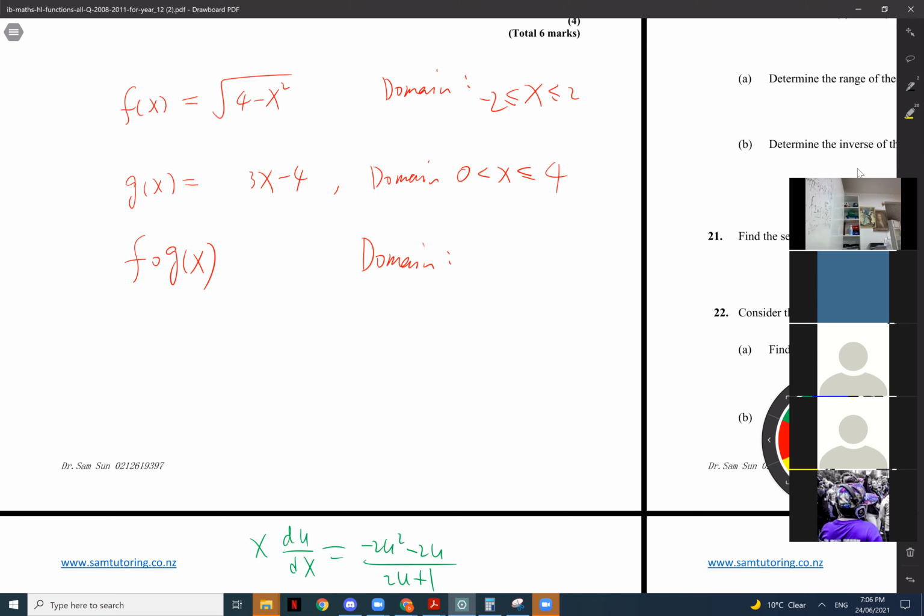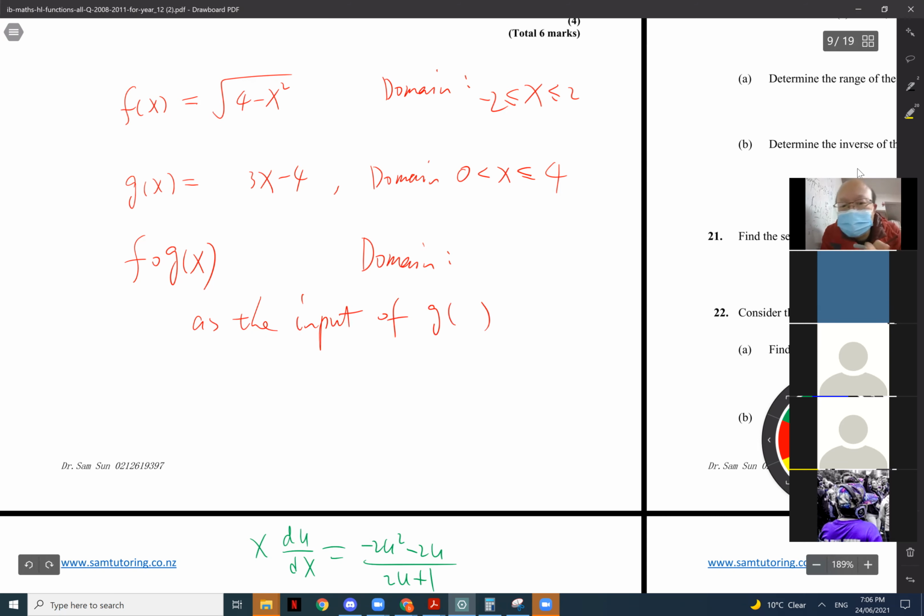What's the domain? Let's check. First, x is the input of g. So x needs to be between 0 and 4, because the input of g is x, okay? You didn't understand this step?